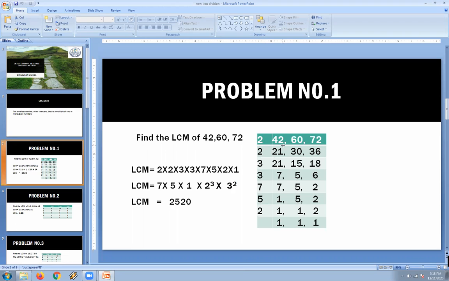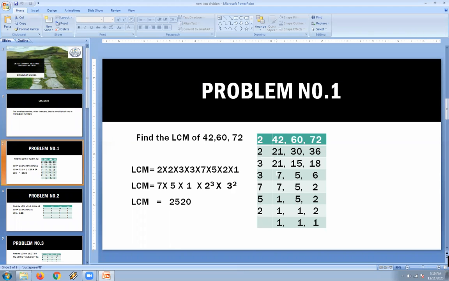Now we divide 42 by 2: 2 twos are 4, 2 ones are 2, giving 21. Then 60 divided by 2 is 30. Then 72 divided by 2 is 36. Again with 2, we cannot divide 21, but 30 and 36 can be divided. So we retain this 21 as it is for the next step.